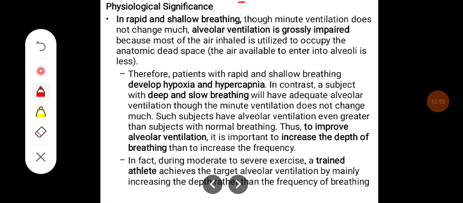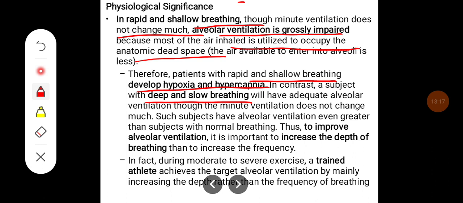Physiological significance. In rapid and shallow breathing, though the minute ventilation does not change much, alveolar ventilation is grossly impaired because most of the air inhaled is utilized to occupy the anatomical dead space. Therefore, the patient with rapid and shallow breathing develops hypoxia and hypercapnia. In contrast, a subject with deep and slow breathing will have adequate alveolar ventilation, though the minute ventilation does not change.